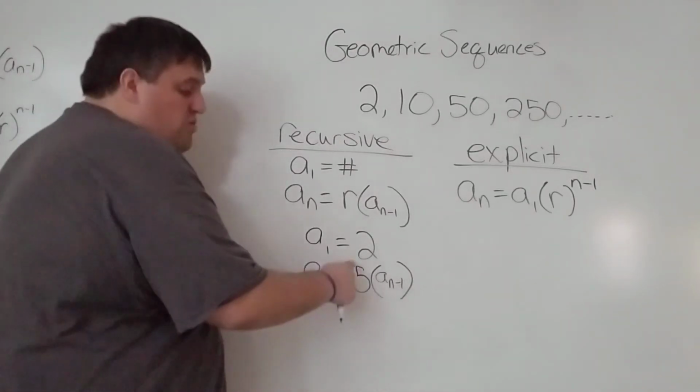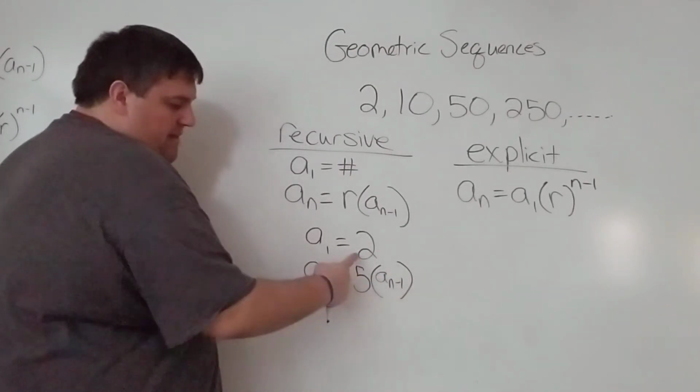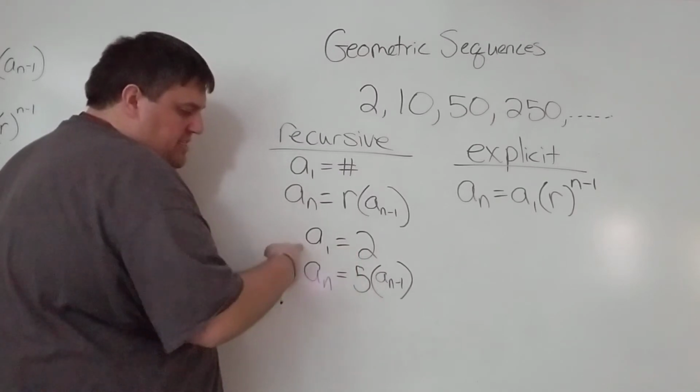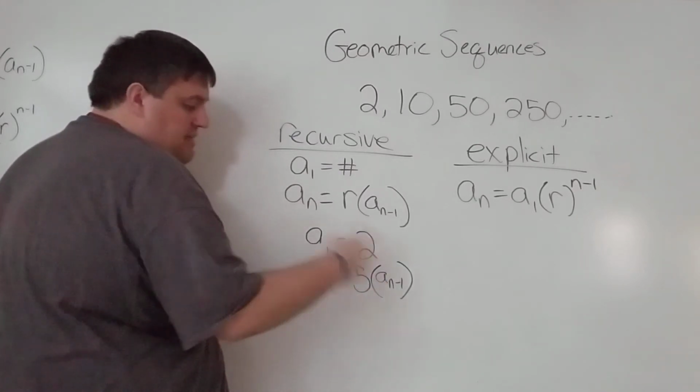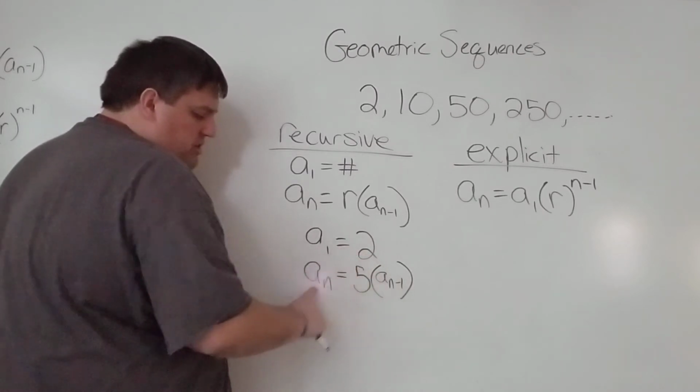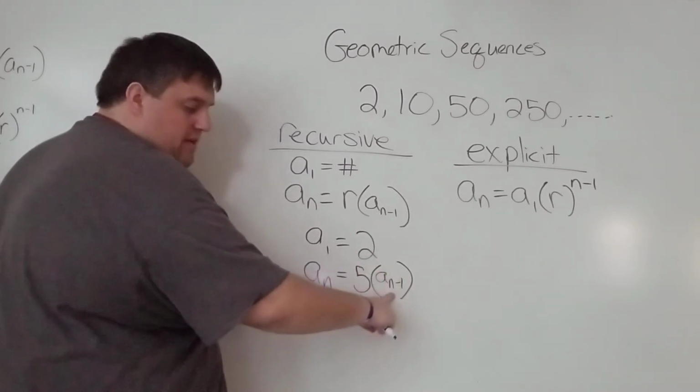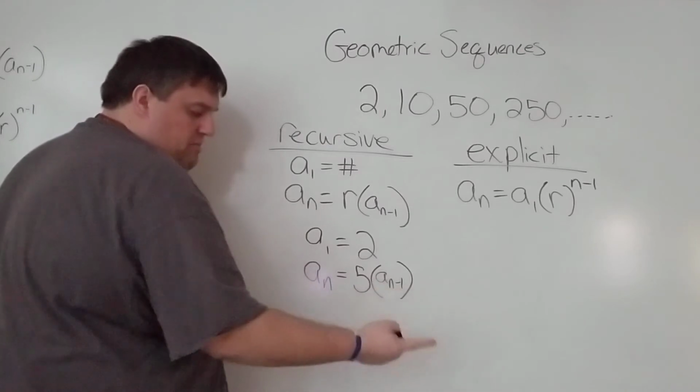So if I wanted to use this to find the next, right? If 2, for example, is a sub 1, and I want to find a sub 2, I can do a sub 2, plug 2 in for n, minus 1, because that's the one before it.